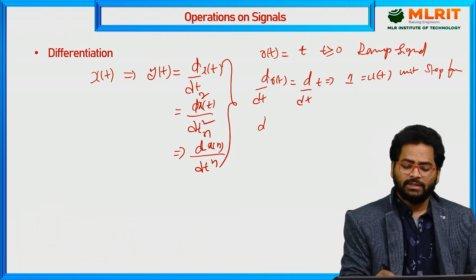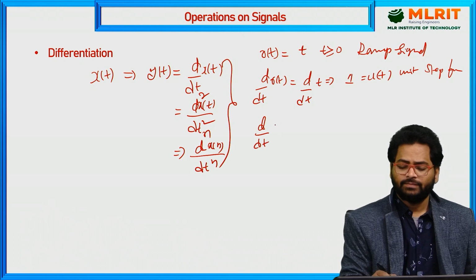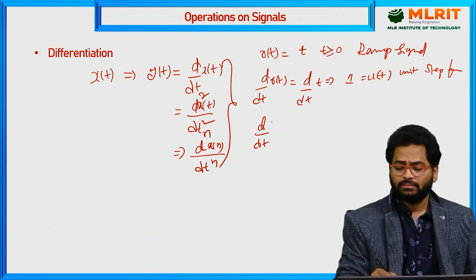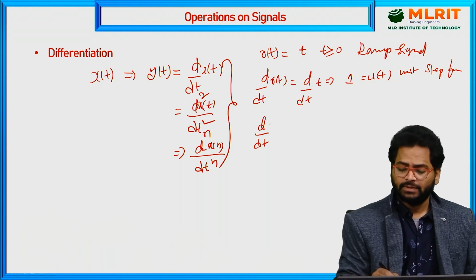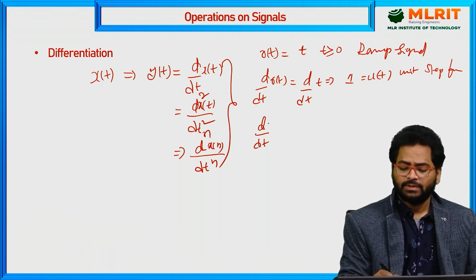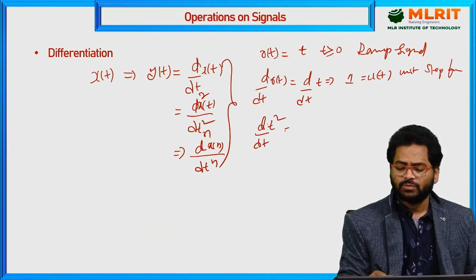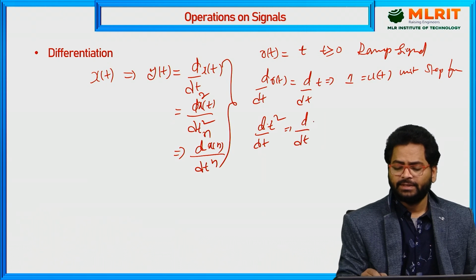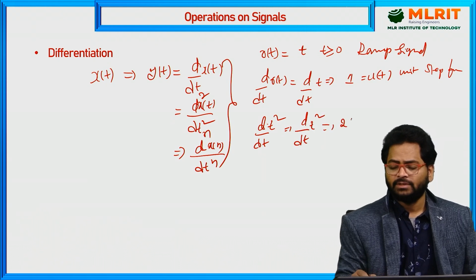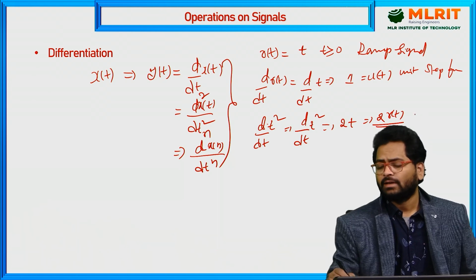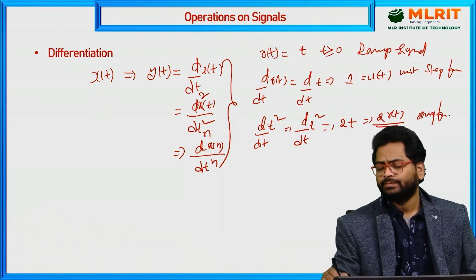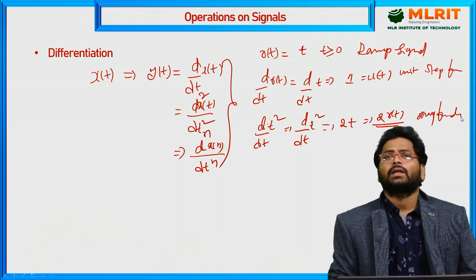Then similarly, d by dt of t square, that means a parabola function. So I can directly say it as t square. Then d by dt of t square, I can take it as 2t. Again it is 2 into r of t. This is again a ramp function.